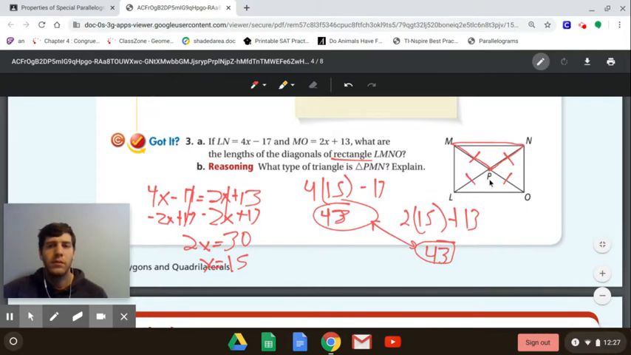All four of these segments here are going to be congruent. So that's going to make this an isosceles triangle. All four, in a rectangle, all four of these pieces in the middle here are the same. Okay, only true if the parallelogram is a rectangle, because the diagonals are congruent and they bisect each other.